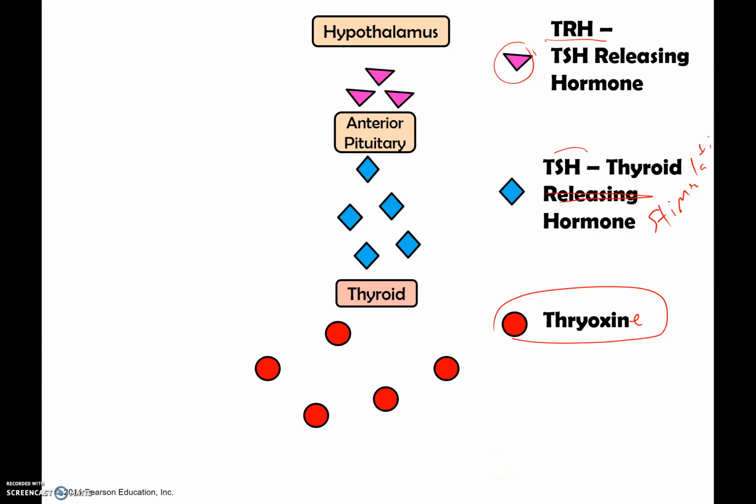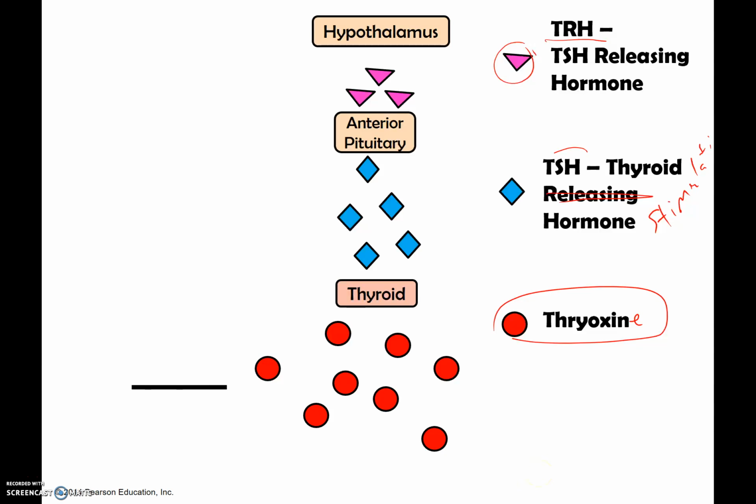TSH stimulates the thyroid. That's its name, thyroid stimulating hormone. And that thyroid produces thyroxine. But over time, if you get more and more thyroxine, you want to have a way to turn off this pathway or at least slow it down.